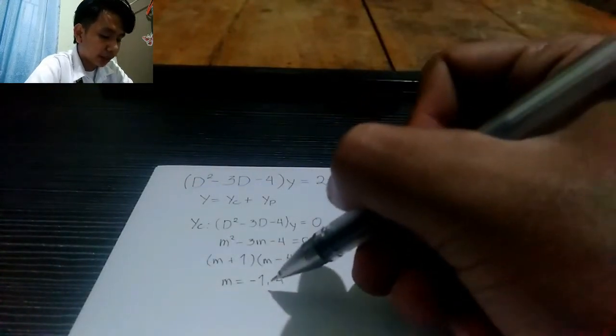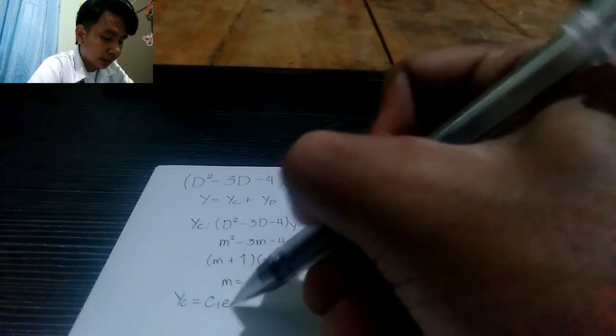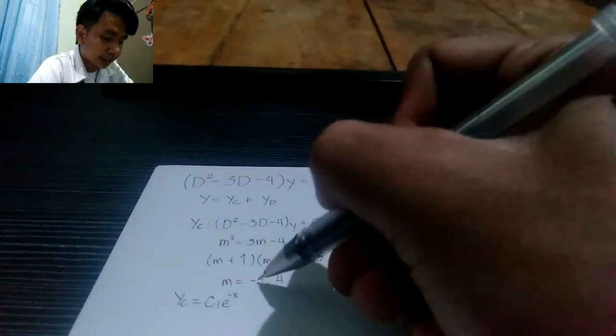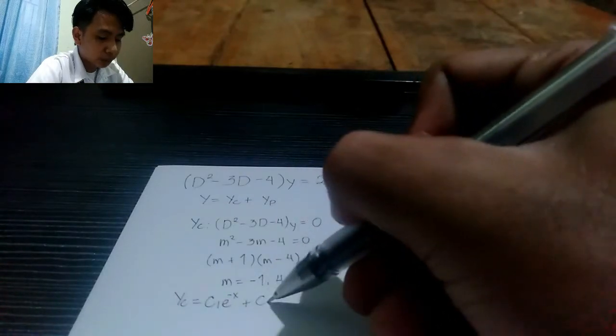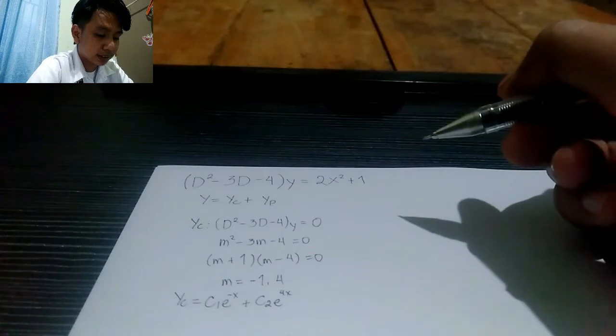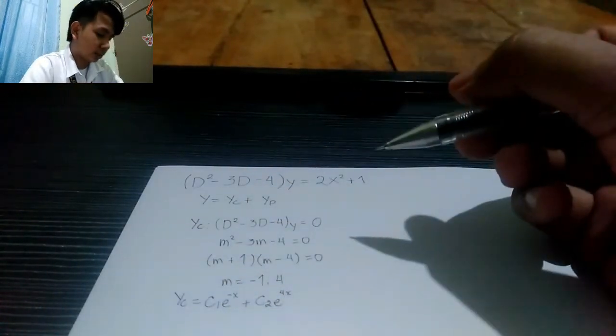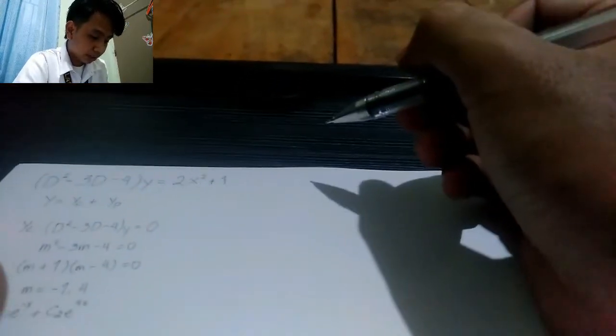So, distinct roots ulit. So, magiging y sub c natin ay c1 e raised to negative x kasi negative 1, plus c2 e raised to 4x. Okay na, stay lang natin dyan yung y sub c natin. Sunod naman ay yung y sub p.